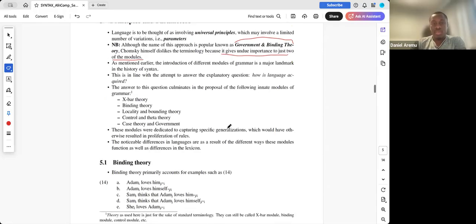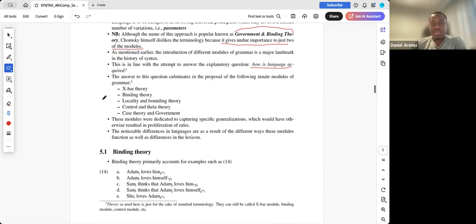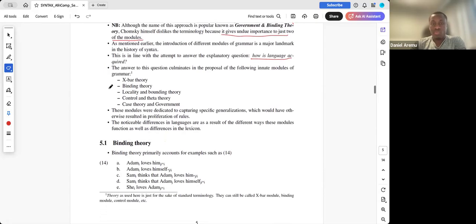So again, to remind you, the question we've been looking at is how is language acquired, right? Syntactically, we want to see how language is acquired. And the answer to this question culminates in the proposal of different innate modules of grammar. X-bar theory, which we've looked at. There is also binding theory. There is locality and bounding theory. There is control theory and theta theory. I put them together, but you see why. Case theory and also government. So these are the different modules.